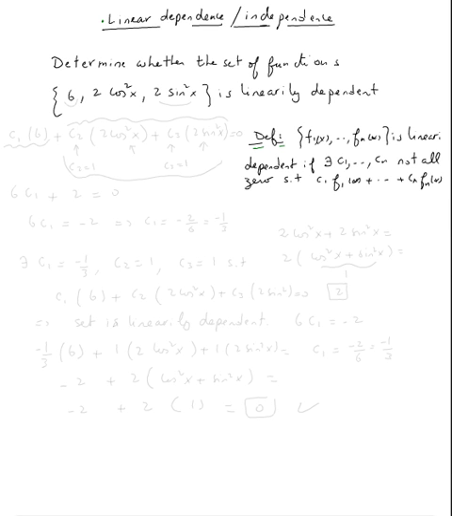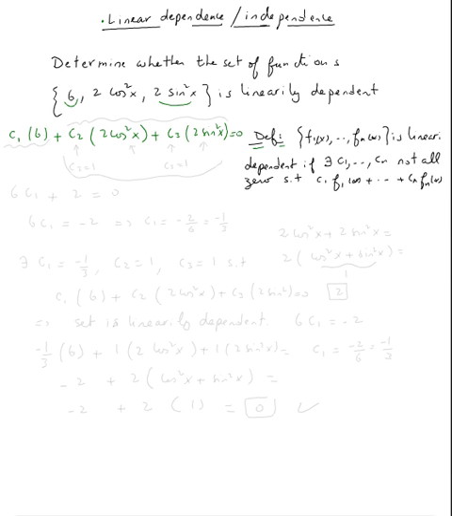Alright, so what do we do? Of course, we start just like previous examples. We start with c1 times f1 of x, which is 6, plus c2 times f2 of x, which is 2 cosine square, plus c3 times f3 of x, which is 2 sine square. We set this equal to 0, and then see if we can find constants, not all 0, that will satisfy this equation.